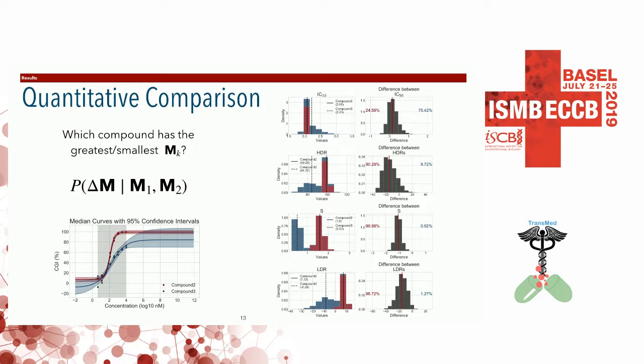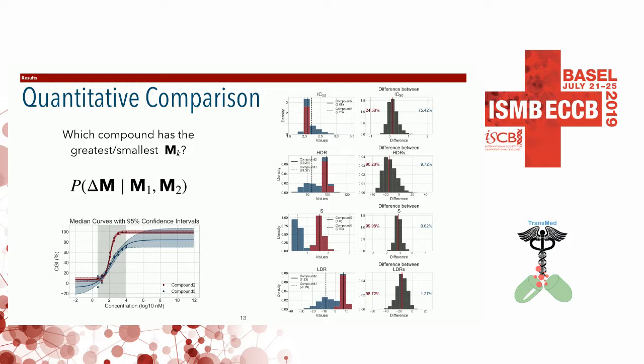And if we look at the max response, we see that, again, the red compound has a probability of 90% of having the highest maximal response. And if we go to the slope, the red slope has a probability of being steeper than the blue slope of almost 100%. So this kind of analysis can help us identify the compounds that would be interesting to further analyze in subsequent experiments.